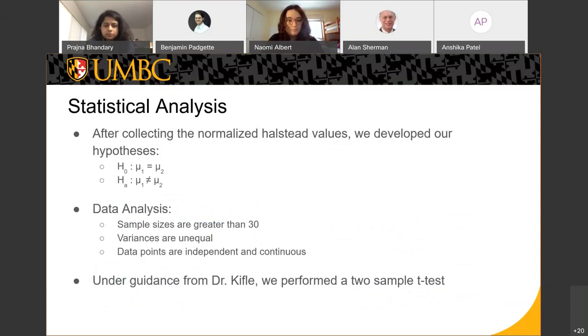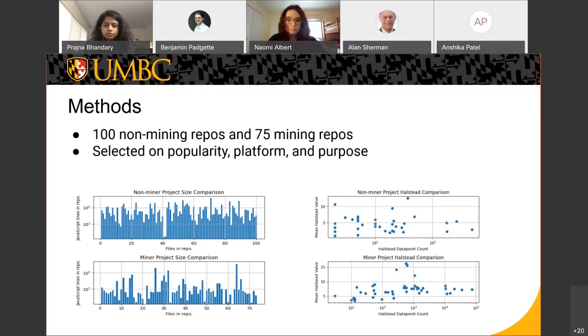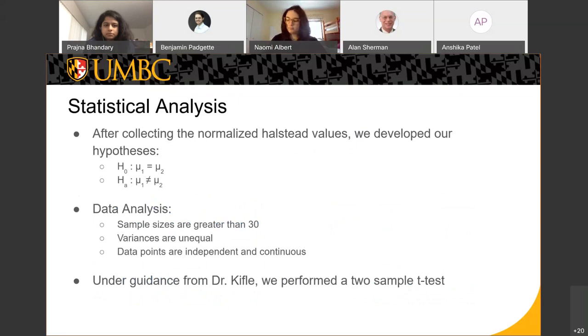So we have a statistical hypothesis here, and this is that essentially these populations are different. We can differentiate them between, you know, the miners and the non-miners by using the normalized Halstead value. We perform a t-test. We're able to do this mainly because of the size of our samples and the fact that we were able to see that the variances were unequal. So I'll point back to this slide just to show that the populations really are different in terms of the Halstead. So we knew we could meet the criteria of a t-test and then cut into there, and I'll let Elias take the rest of this talk about statistics, since this is sort of his area as a statistics major.